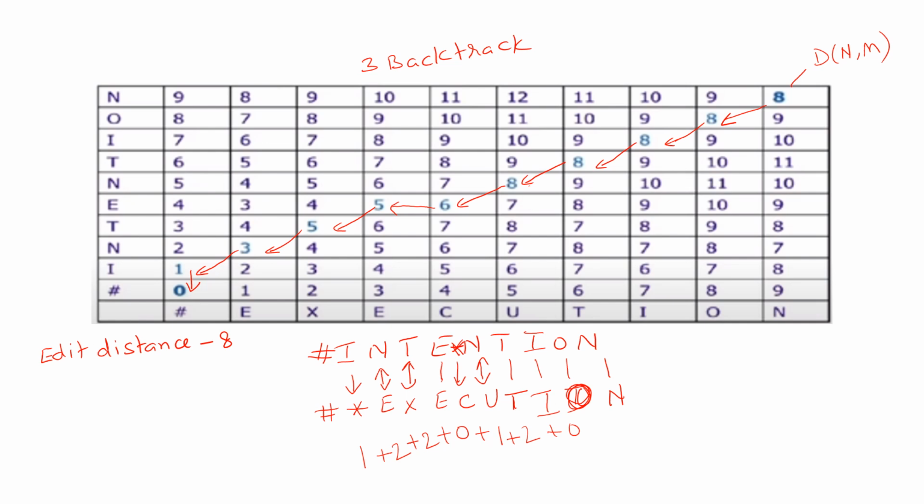And then there is no change. For the next 4 letters, there is no change. So the total cost coming is 8. My edit distance is 8.